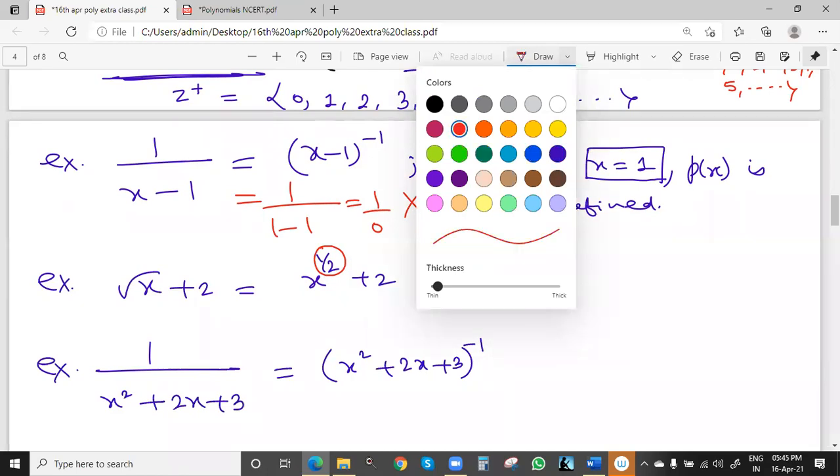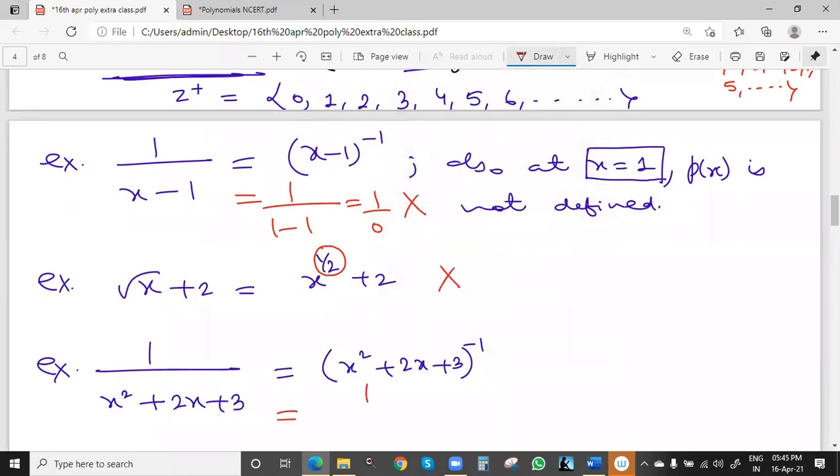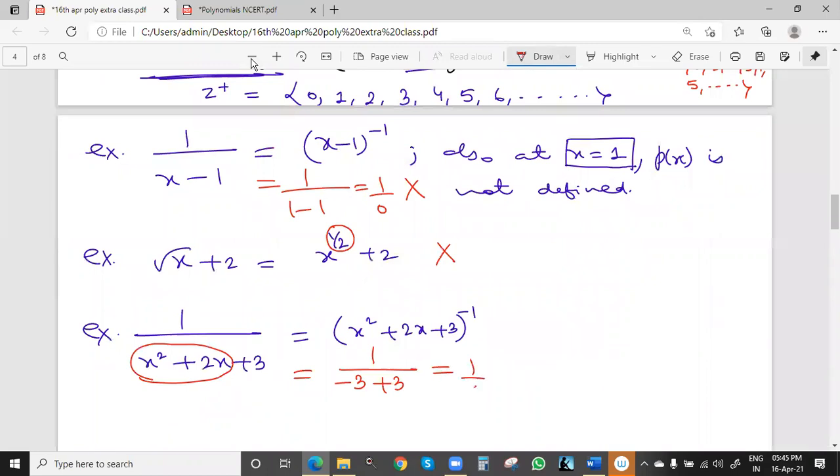One more thing: for some values of x, this value can be equal to minus 3. If it becomes minus 3, then minus 3 plus 3 will be 0, and 1 by 0 is not defined. For any real number, a polynomial value is defined, but for some values of x, this can come equal to minus 3, so minus 3 plus 3 will be 0. So we can say not defined, and that will not be a polynomial. So always we can make a note of it.